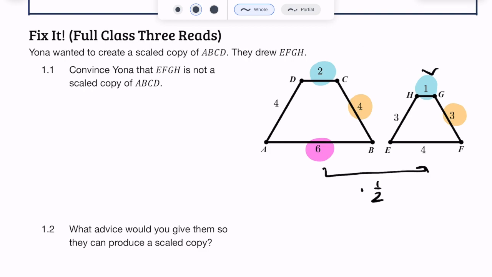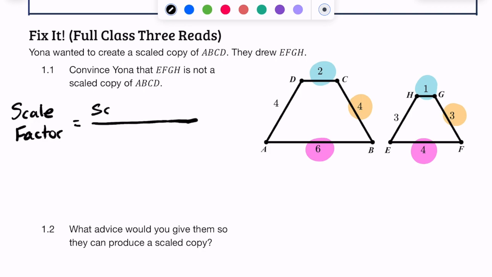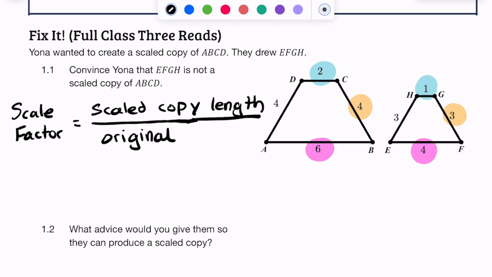Okay, I know in my head, though, that 2 times 1/2 equals 1. I want to show you, if you don't know that, how you could figure that out using a calculator and equivalent ratios. So we can do these ratios. The scale factor is always going to be the ratio, or the fraction, of a scaled copy side length to the original side length. And then you need that scale factor to be the same for all the different side lengths.